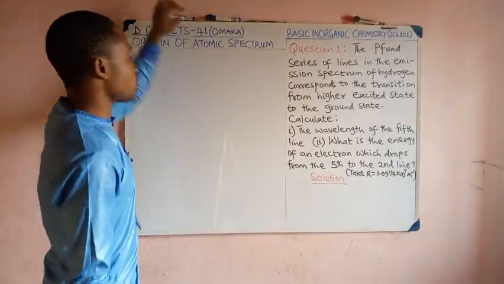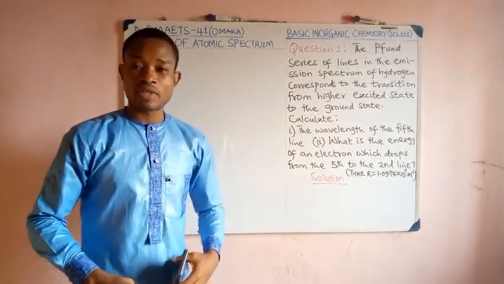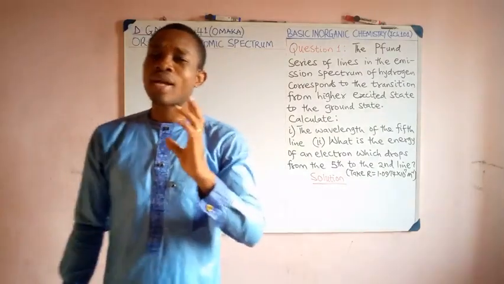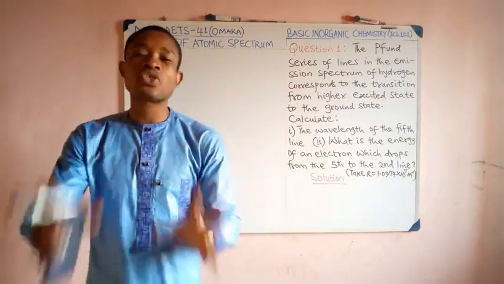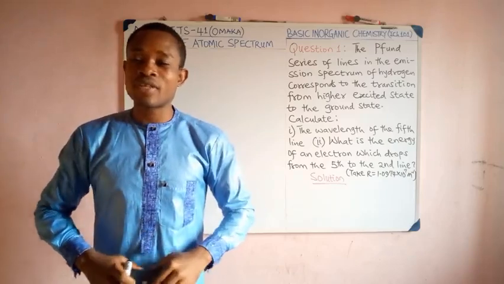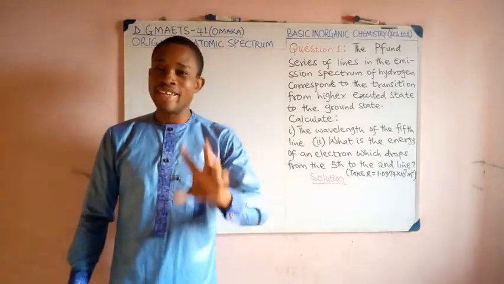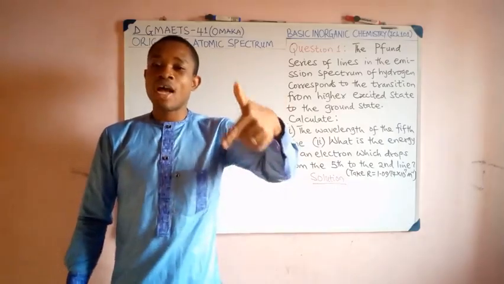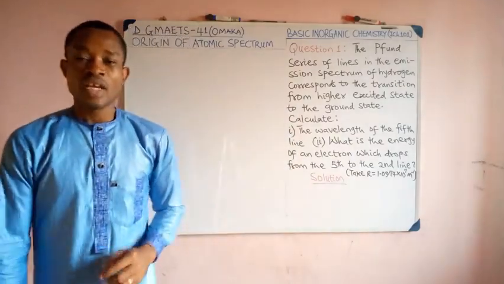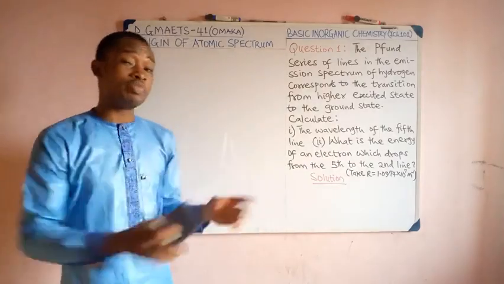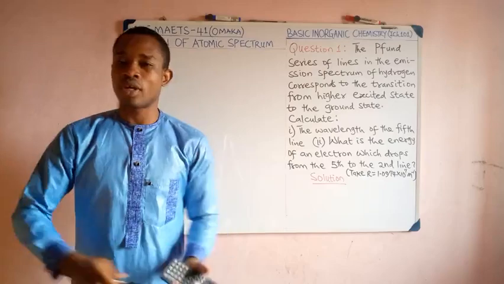Now I want to look at the second part of the question where we are required to determine the energy of an electron which drops from the 5th to the 2nd line. Now, how do we accomplish this task? The first thing you need to remember is that we already established in a previous video that the energy of a photon is equal to hf, where f is the frequency. This is the energy difference between the 5th and the 2nd line, so we should be expecting to apply the formula here on the board.